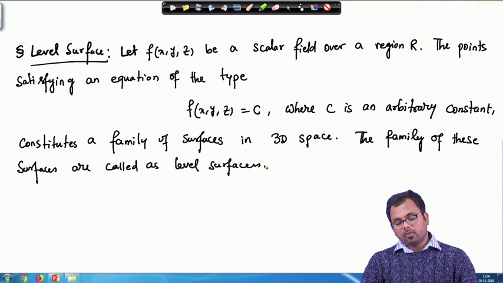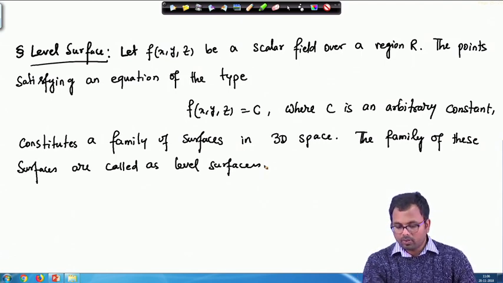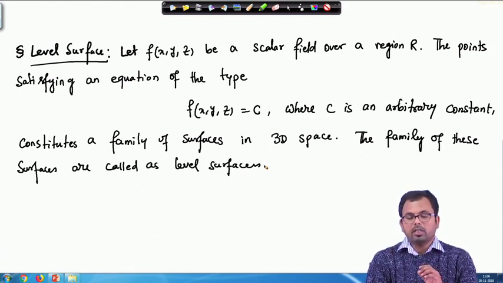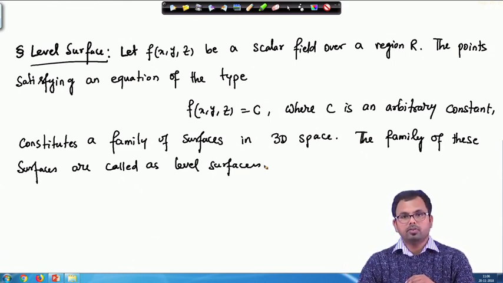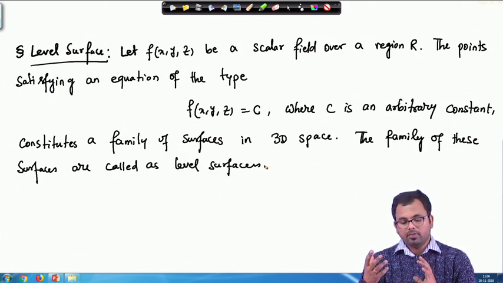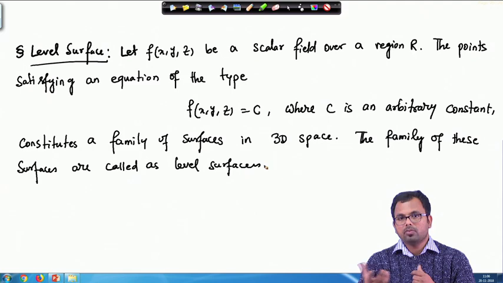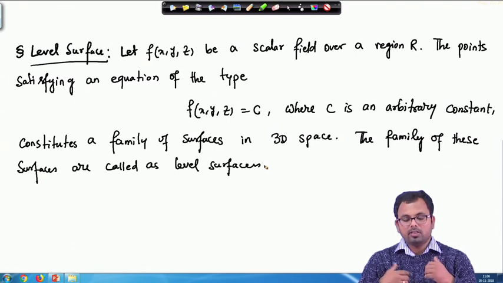So, f is a scalar field in a region R, and the points which satisfy this equation f(x, y, z) equals c, where c can be any arbitrary constant. For every constant c, we will get a surface basically. So, f(x, y, z) equals, let us say, 1, will give one surface, then f(x, y, z) equals 2 will give another surface. So, the family of all these surfaces are called the level surfaces.